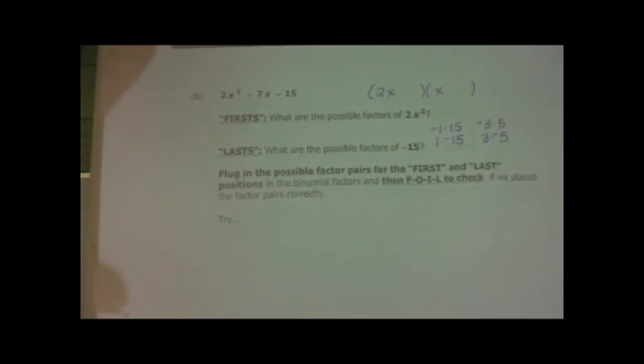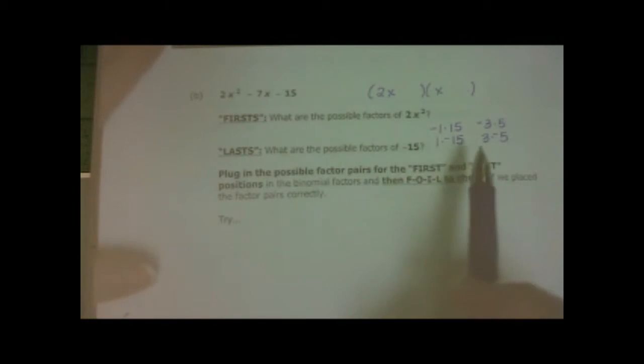I've got negative 1 times 15 and 1 times negative 15. I've got negative 3 times 5 and 3 times negative 5. And I don't know which pair is the correct pair, and I don't know which one goes where. So I'm going to have to try some things. Sometimes I try and do it a little bit in my head and see if I can get kind of close to this.